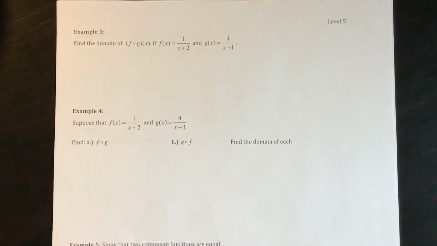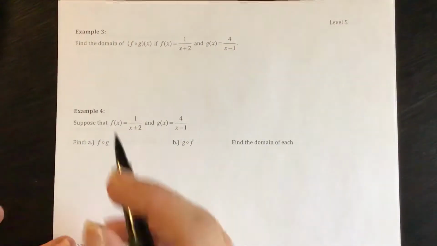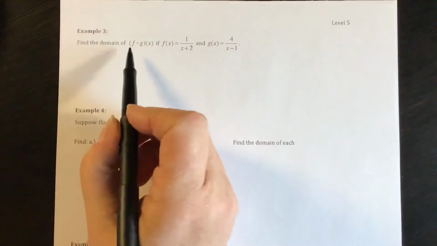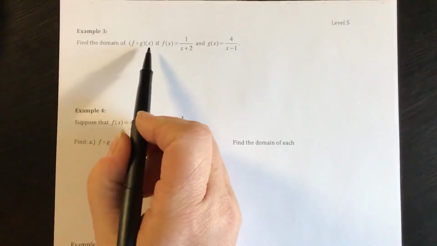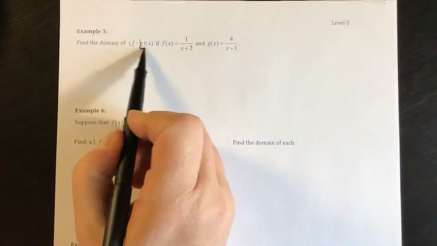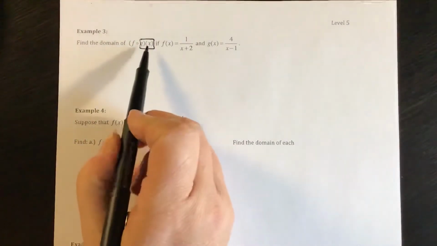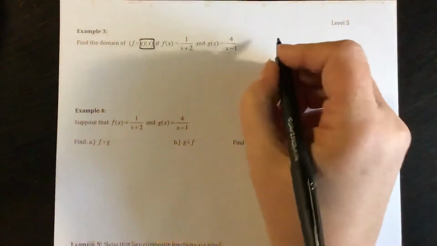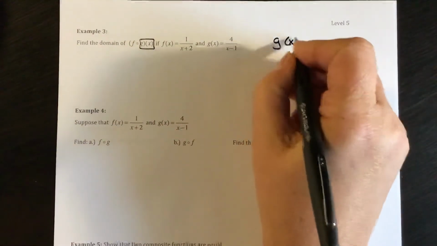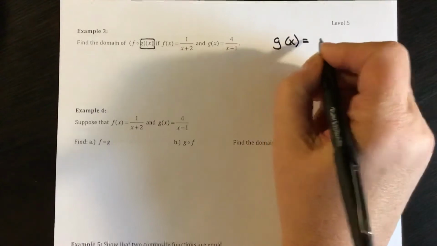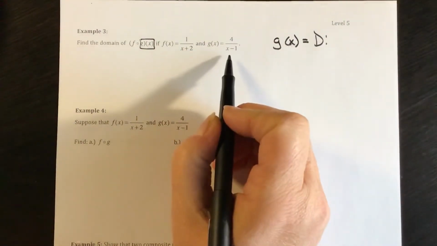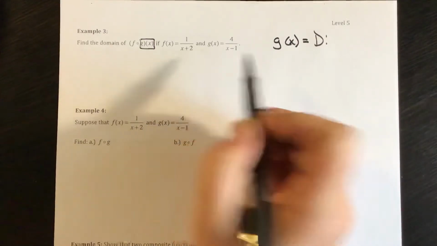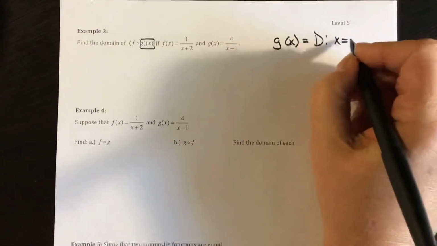So in this one, turn on a little light here, it's getting dark. So here I have f of g of x. Looking at g of x, I need to find out what my domain is for g of x. So my domain, looking at this, is all numbers except for 1. So x cannot equal 1.